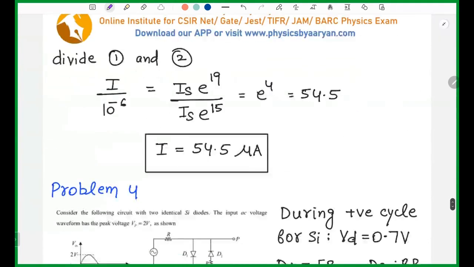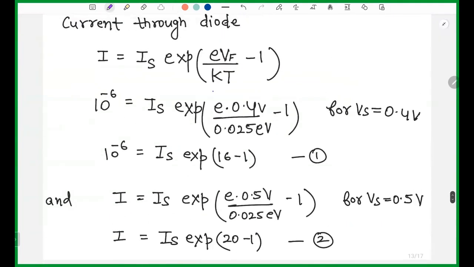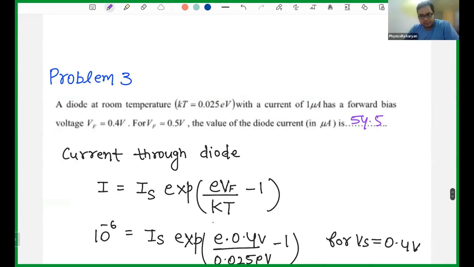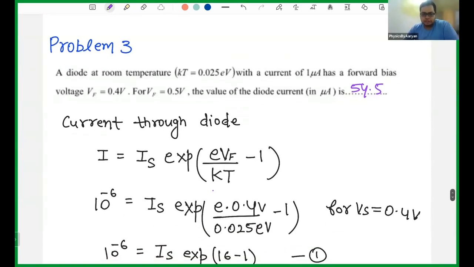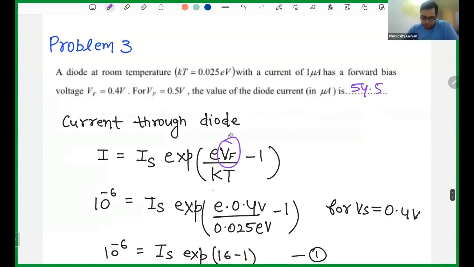Sir, this formula only works for forward, right? Or reverse as well? In reverse, I have already given you the value that in reverse, this will be the current. Sir, it is not changing with voltage. My question is, what if we reverse the voltage? Like if we reverse the voltage and apply, will this work, sir? No, it is only for VF. You have to apply forward voltage, positive voltage here. If you apply negative voltage, then you will not get it. Okay.